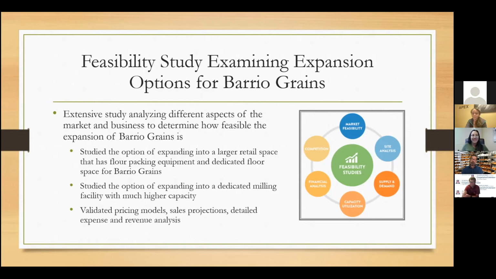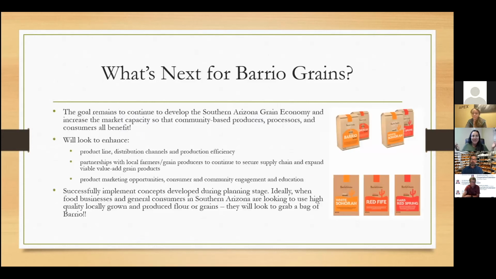Great. All right, so what's next for Barrio Grains? Like we were saying, the goal is to just keep growing the business, right, Don? Expanding the available grain. Here we have some pictures of some flour bags that Don's been developing to amp up the product, because right now you're using paper bags with the Barrio Grains sticker on it, right?